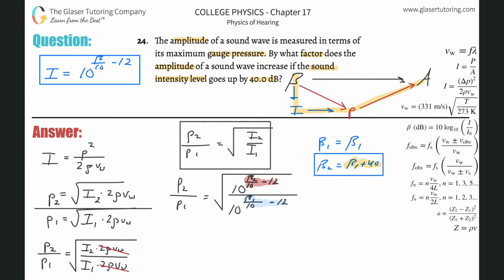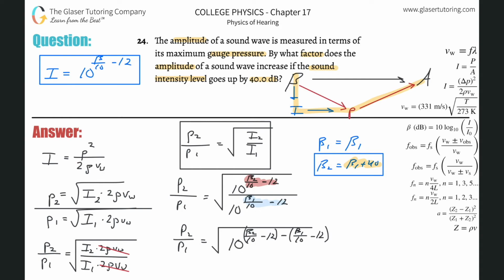So watch. Now I'm going to say P2 over P1 is going to be equal to the square root of 10 raised now to the a value, which is beta 2 over 10 minus 12, and then I'll put this in parentheses, minus then, in parentheses, the b value, beta 1 over 10 minus 12. Now remember, all of this is in the exponent. Now how do we simplify the exponent?